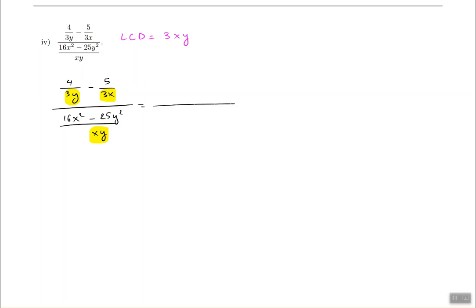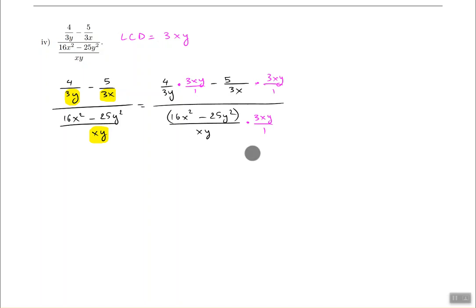And now what I want to do is the same thing that we did previously. I'm going to give each one of those fractions an extra factor, this new LCD that I decided on. So in this case, the 16x squared minus 25y squared, all together in one fraction over the xy, I'm going to surround them with parentheses. And I'm going to give each one of these fractions a 3xy and then a 1. So 3xy over 1, and similarly 3xy over 1.